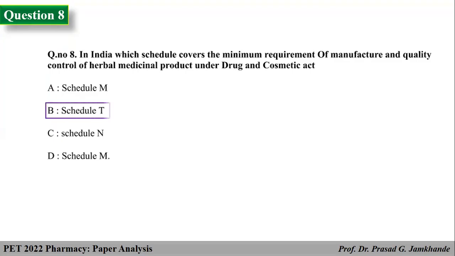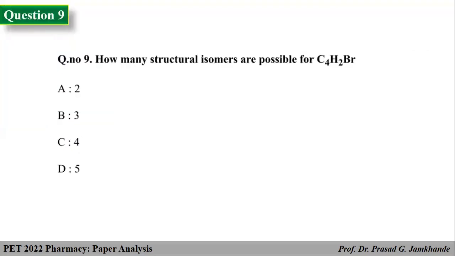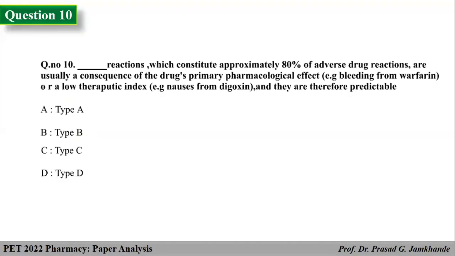It is also a straightforward question. How many structural isomers are possible for C4H9Br? We know that isomers are nothing but molecules with the same molecular formula, but their atoms might have different arrangements or bonds. So in case of this particular structure, how many isomers are possible? That is, almost four different isomers might be possible.